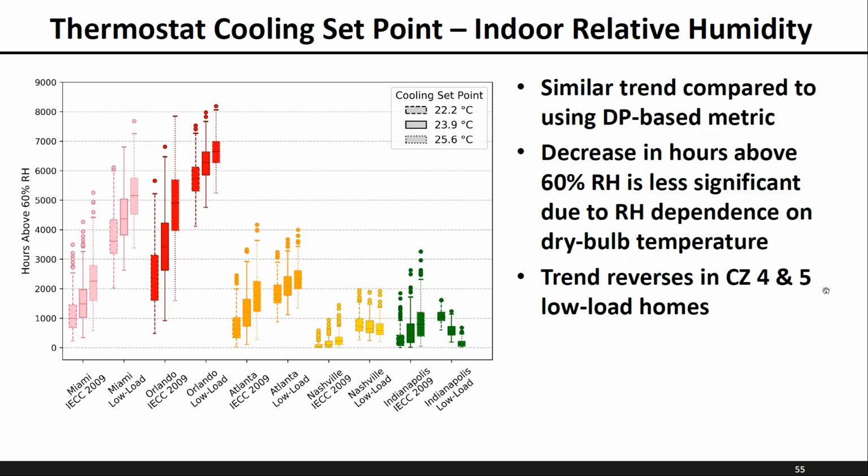And just for comparison, because similar studies in the past have used RH as a metric, here we're showing hours above 60% RH versus cooling set point. And so the hours above 60% RH are reduced in most homes. However, the trend is reversed in the Nashville and Indianapolis low load homes, where the hours above 60% RH actually increases when lowering the set point. And so this is one of the drawbacks of using RH as a metric. And so that's why we included this, to show the implications of different metrics.